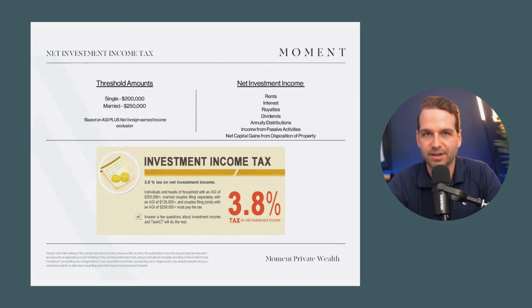So what goes into net investment income tax? Rents, interest, royalties, dividends, annuity distributions, not all of them, most of them, income from passive activities, and net capital gains from disposition of property.